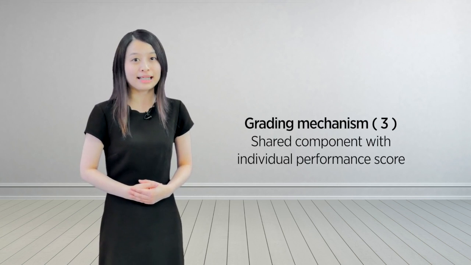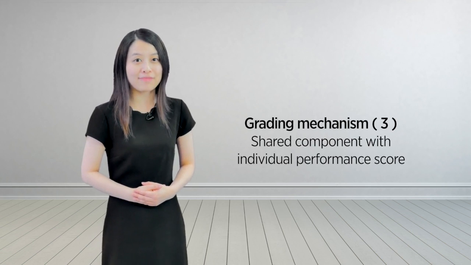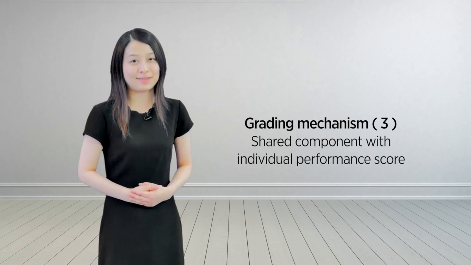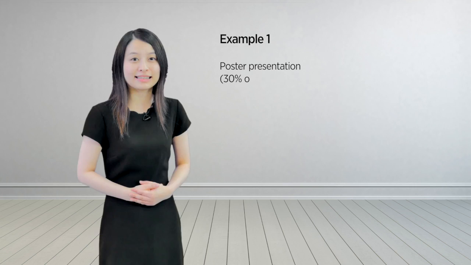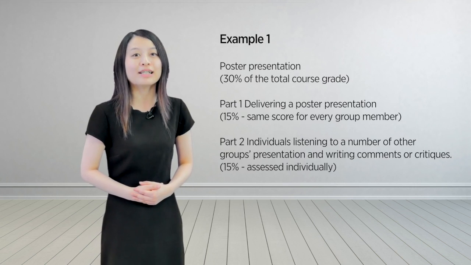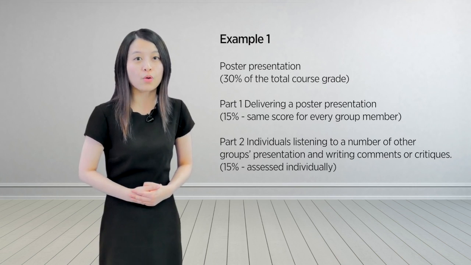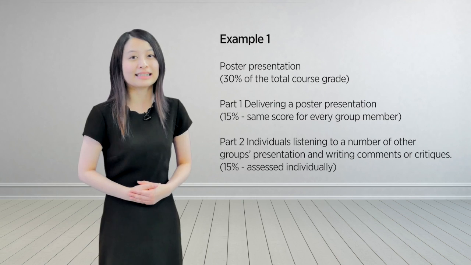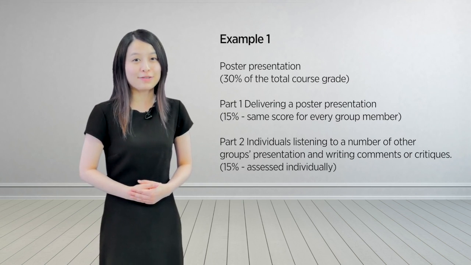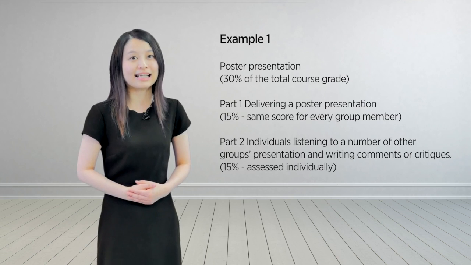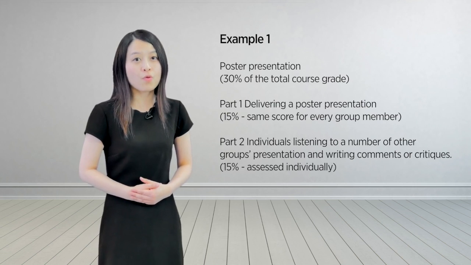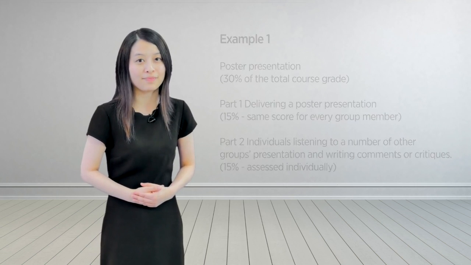Here are two real examples of group work assessment that we have identified in two different courses at the University of Hong Kong. In example 1, the teacher assigns a group of 3 to 4 students to present a poster. Half of the score will be based on how the group delivers the poster presentation. Everyone gets the same grade for this part. Then individual members need to listen to other groups' presentations and write comments or critiques, which are assessed individually. In this example, both components are assessed by the teacher.